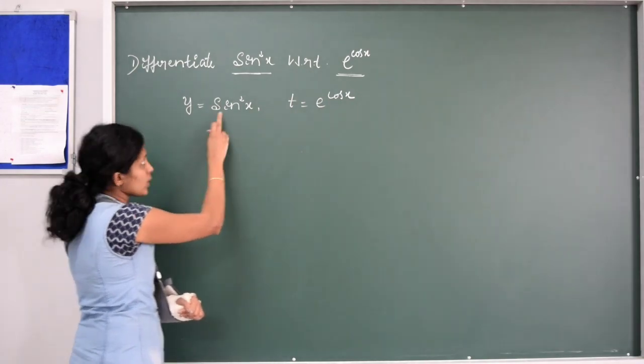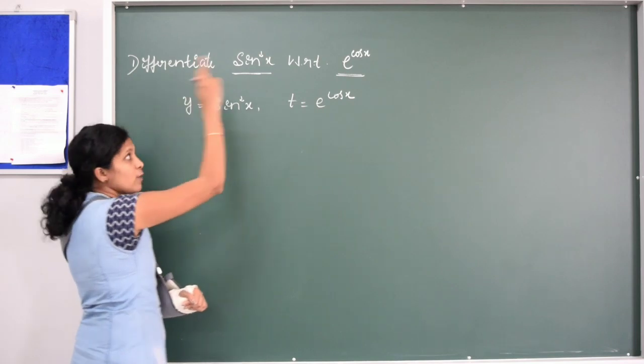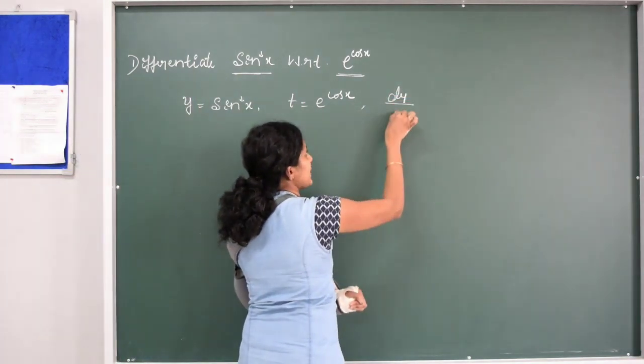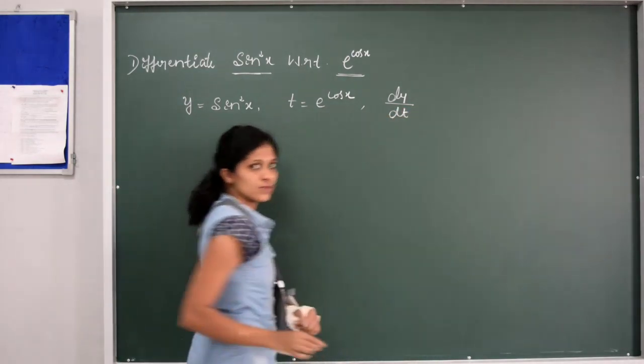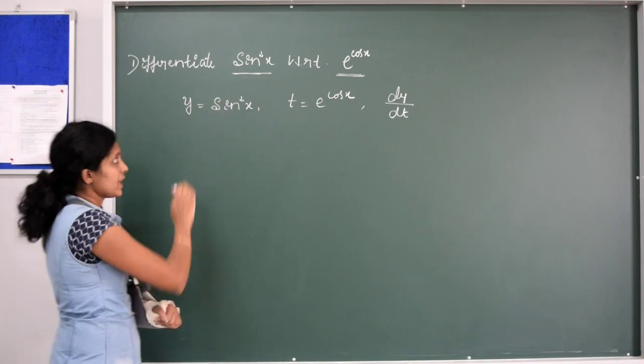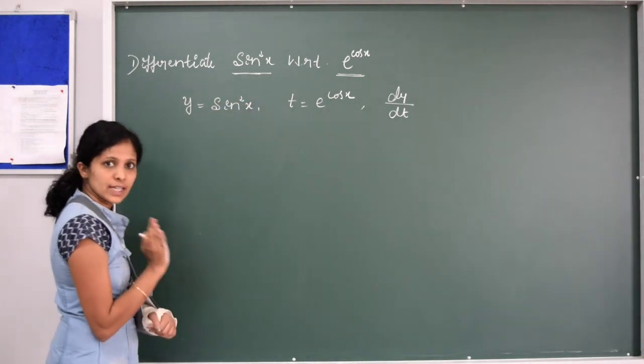I mean we are differentiating y with respect to t. Is it clear? We are differentiating sin square x with respect to e to the power cos x, which means you are differentiating y with respect to t. That means you have to find dy by dt. I hope you understood this one. Differentiating the function y with respect to t will be dy by dt. Now here both are in the variable x, so we will differentiate each function with respect to x.